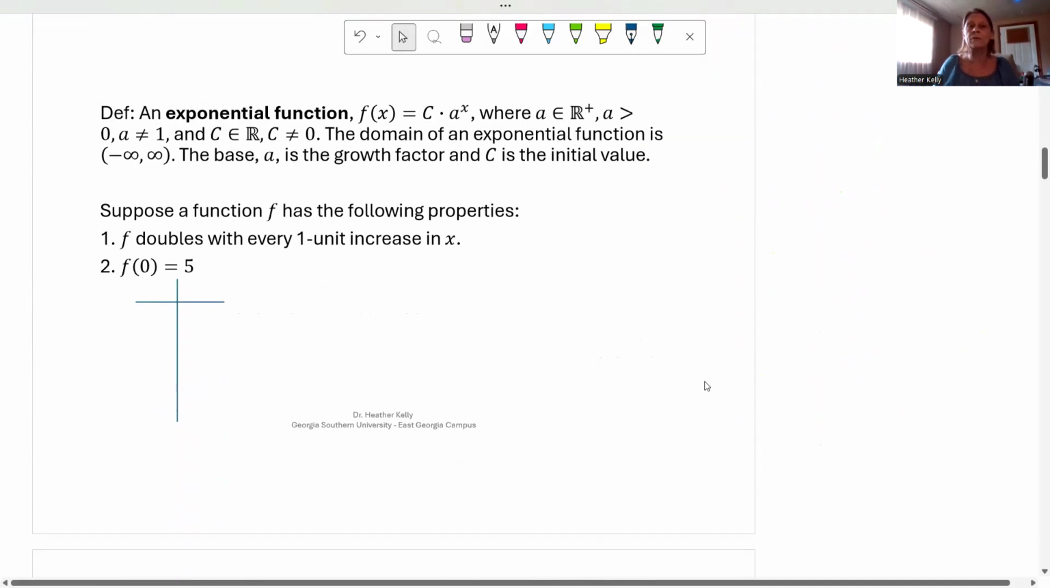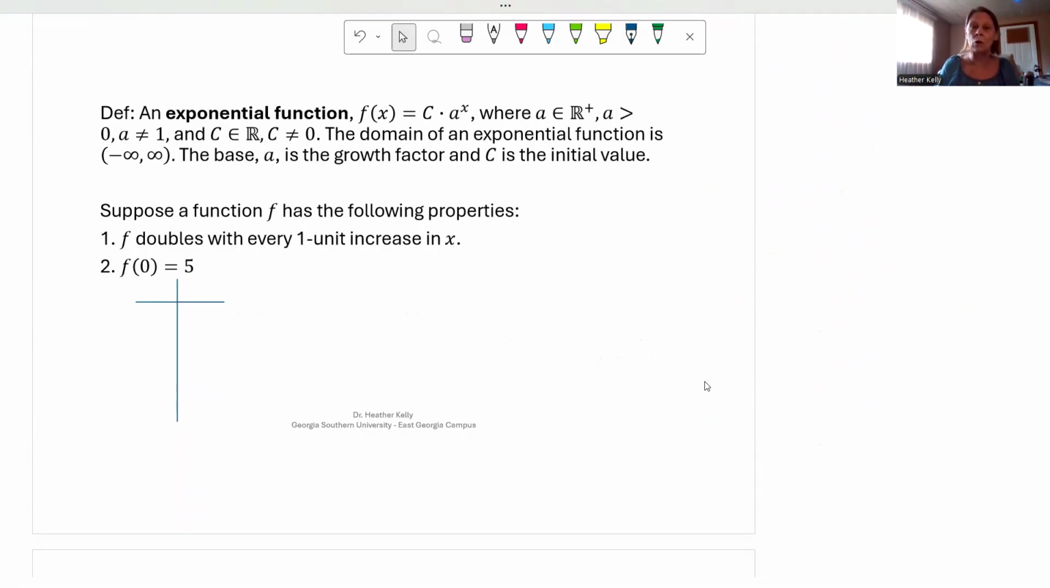So let's start with the definition of an exponential function. An exponential function, f of x, is equal to c times a to the power of x, where a is an element of the positive real numbers. So that is the positive real numbers. A is greater than 0. That is a positive real number. And a is not equal to 1.